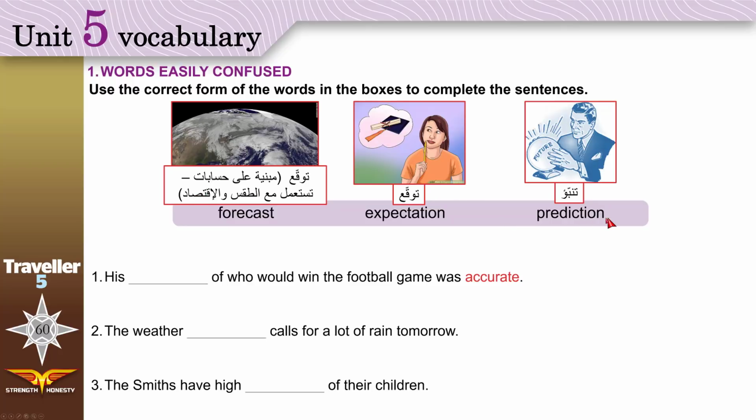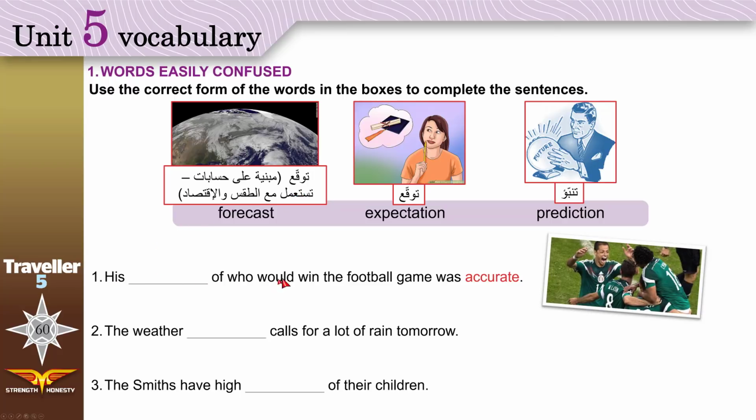How about prediction? Prediction doesn't use calculations, like when you talk about the world 50 years from today. You say that the robots are going to be everywhere and control everything. These are just predictions. These are not expectations. You don't have much calculations and analysis, okay?